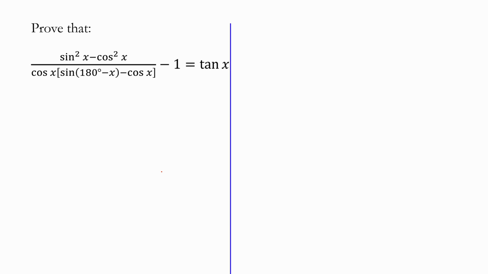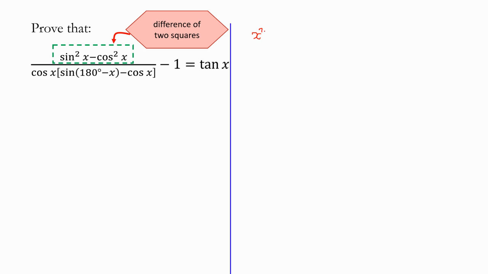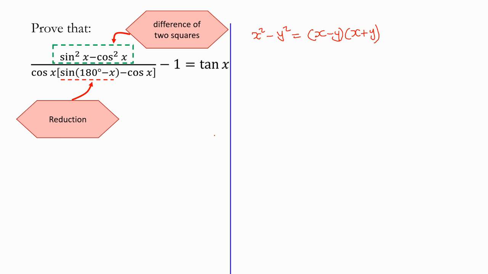Okay, right, what do we have here? We have this numerator, and when I see it, I see the difference of two squares. Remember the difference of two squares from algebra? x squared minus y squared is equal to x minus y times x plus y. This is how we factorize the difference of two squares. And then if I check here, I also see that we can use a reduction formula there.